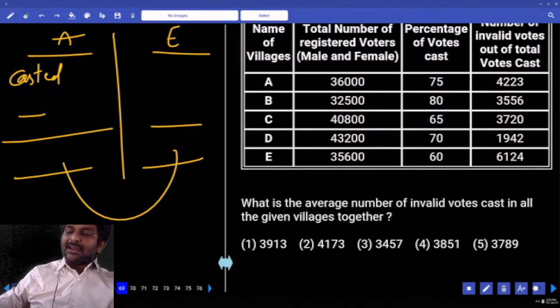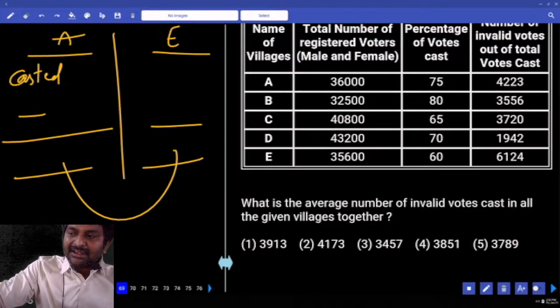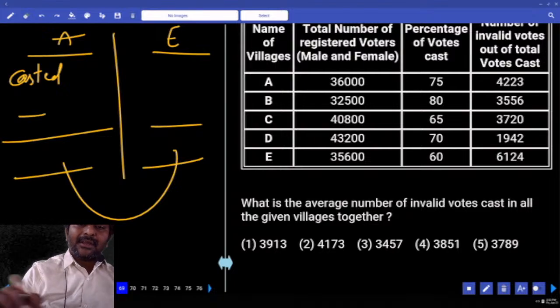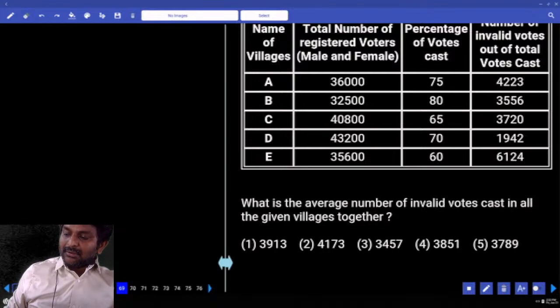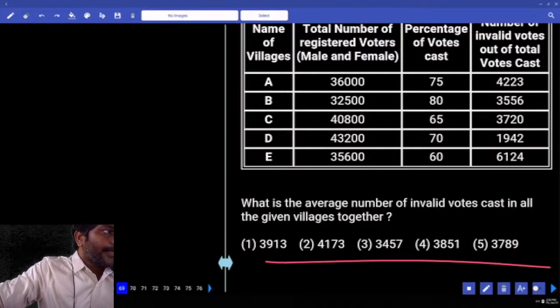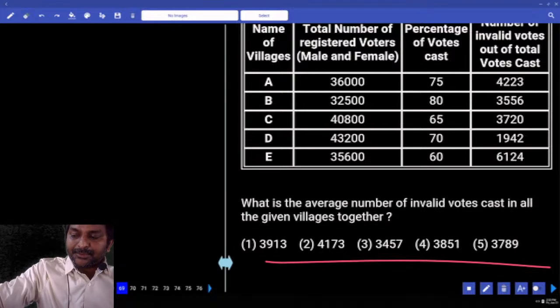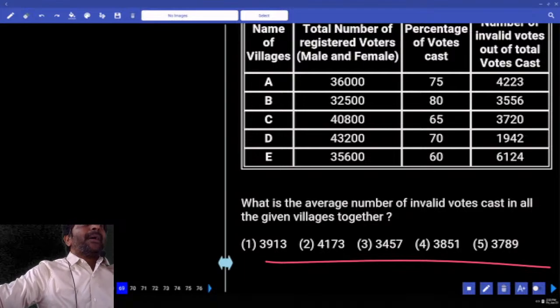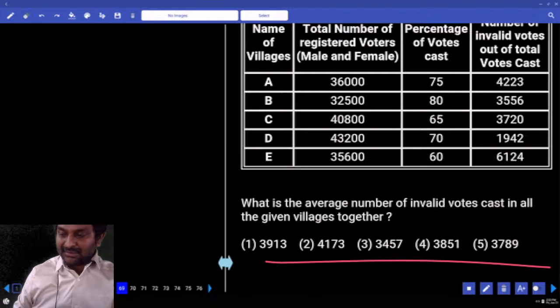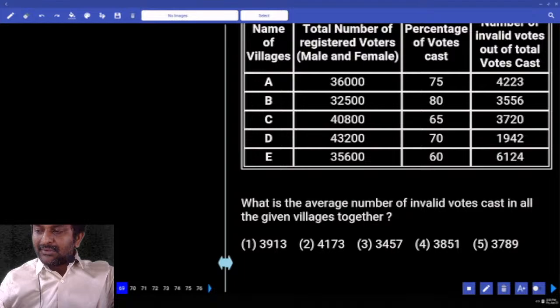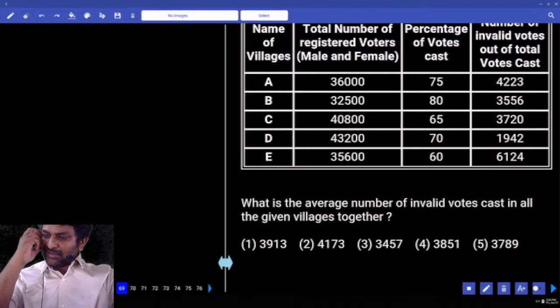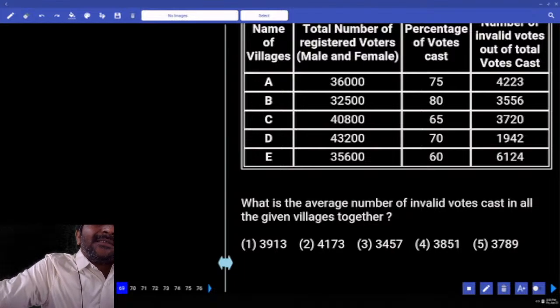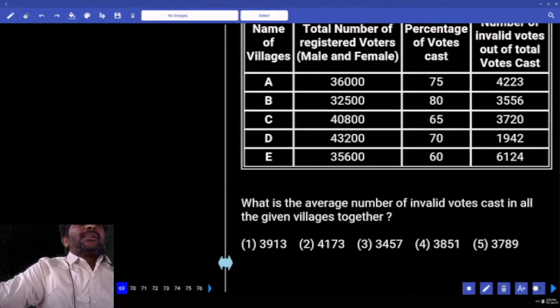Right. What is the average number of invalid votes casted in all the given villages? Invalid votes, direct number is given. Right. So, when you look at your options, you can start with a benchmark, right? Can I start benchmark as 300? 3,000. If you start with 3,000, comparison becomes so easy. Right. Now, wait a minute. How many numbers are there? And what is our benchmark?